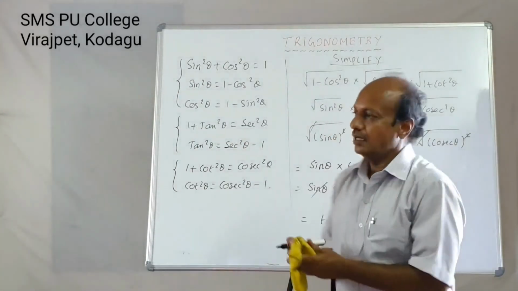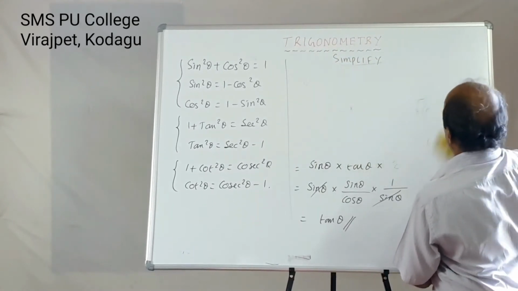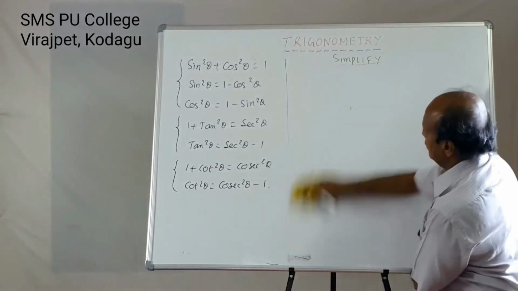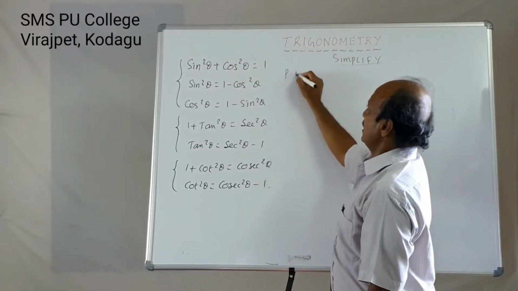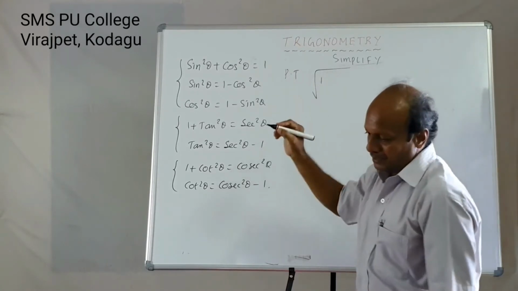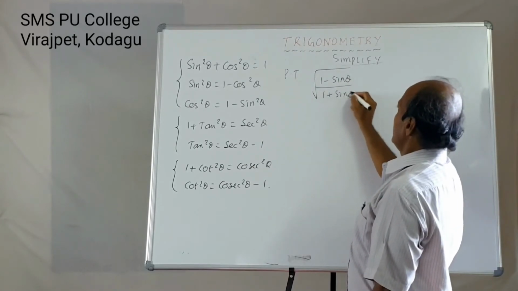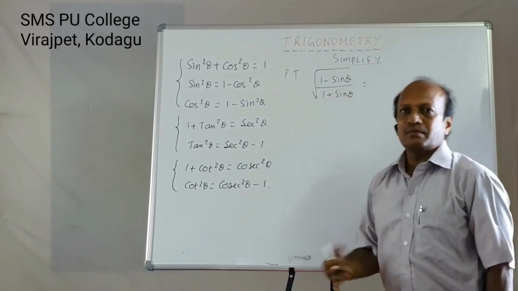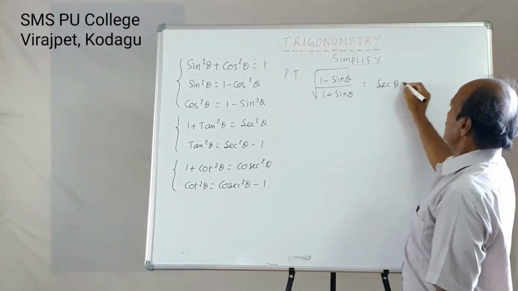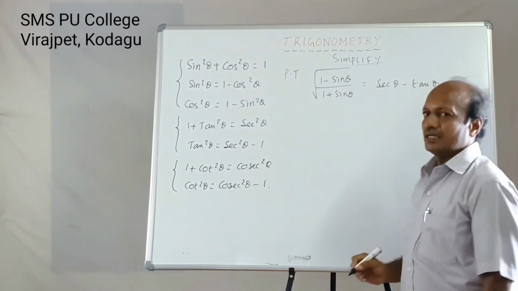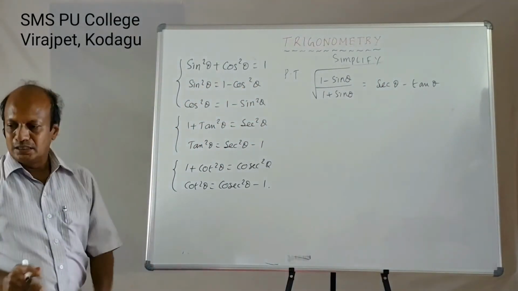Next, another important question using these trigonometric identities will be asked. There are another 2 or 3 problems we are going to solve from the examination point of view, which is very, very essential. Prove that. It can be asked either as prove that or show that. It can be given as 1 minus sin theta by 1 plus sin theta, either minus or plus, and sin or cos can also be given. You have to prove: square root of 1 minus sin theta by 1 plus sin theta is equal to secant theta minus tan theta.